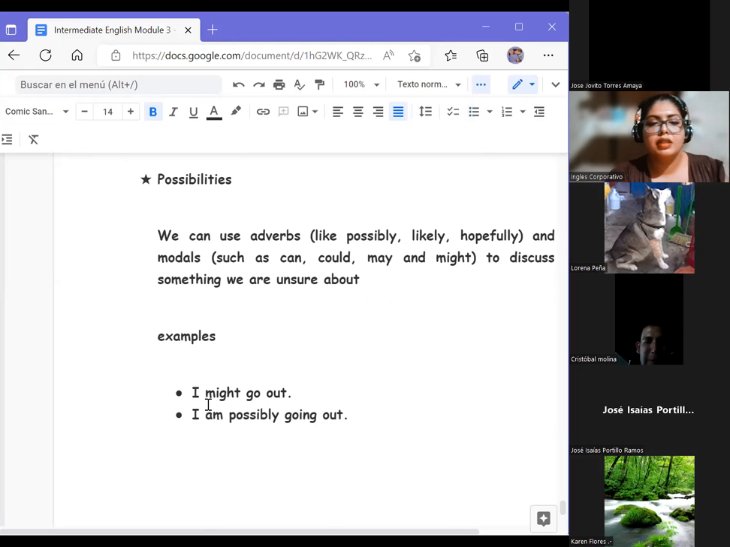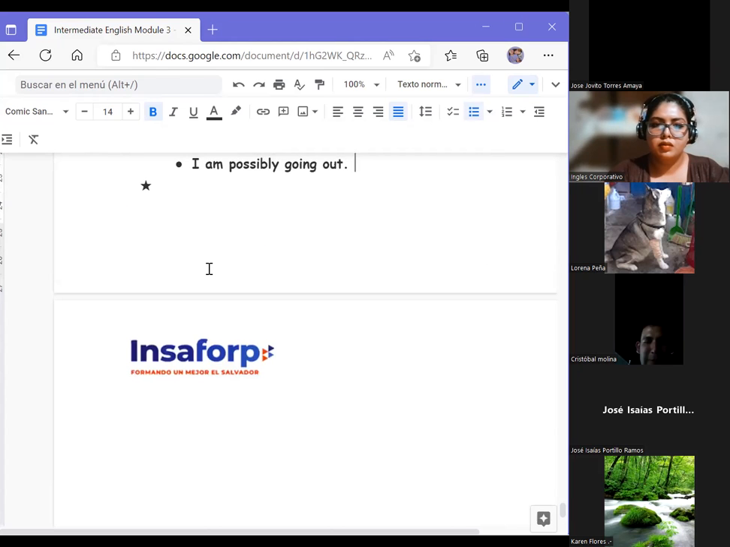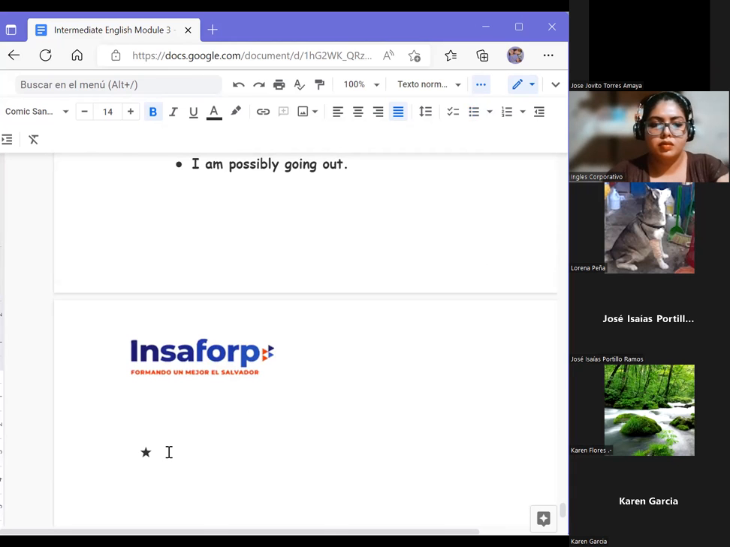Then we have the second type, that is talking about predictions. And it says, when we want to make any predictions, we can use modals such as will and would and adverbs like soon. En este caso, cuando queremos hacer predicciones sobre alguna cosa, podemos utilizar los modals such as will y would, y como adverbs podemos utilizar soon.